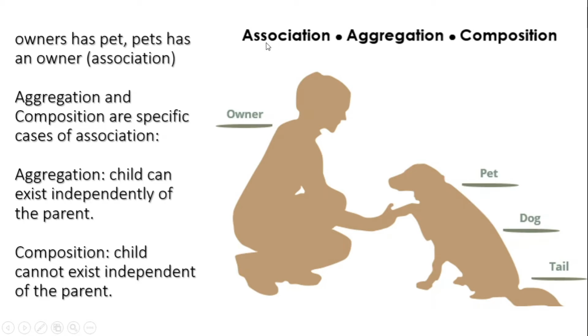Now, association by itself could be an aggregation, or it could be a composition. How do I know which one is which? Well, composition means when you create a relationship between two objects, and when you destroy one of the objects, the two classes that you have in composition, one of them is going to be the parent, and the other one is going to be the child. That's very important to understand.